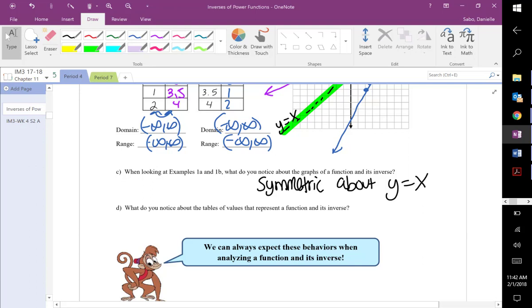Okay, then we have a box down here, saying that we can always expect these behaviors when we analyze the inverses. Because what happened with the table of values, they switched. The x and the y switched. We knew that. Those are the two main properties of inverse functions: that they're symmetric about the y equals x line, and the x and y all switch, or the domain and the range all switch.